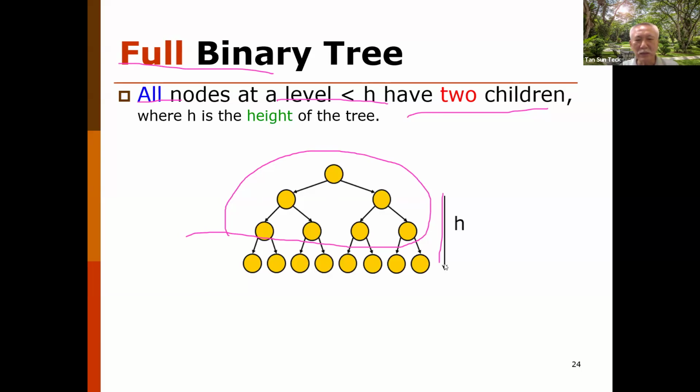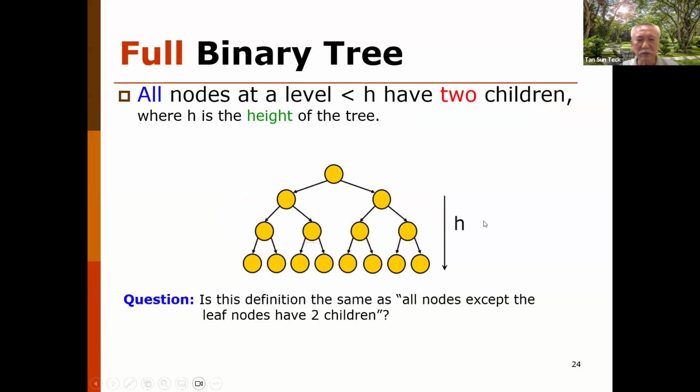Now, the question is: is this definition equivalent to saying that all nodes except the leaf nodes have two children? Is this definition the same as that definition? If you think about it, you can pause the video and think about it and get your answer before you continue. Okay, the answer is no.